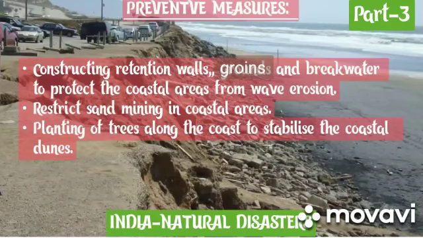Number 1, constructing retention walls, groins, and breakwaters to protect the coastal areas from wave erosion. The second way we can prevent it: restrict sand mining in coastal areas. The third and very important, planting of trees along the coast to stabilize the coastal dunes.